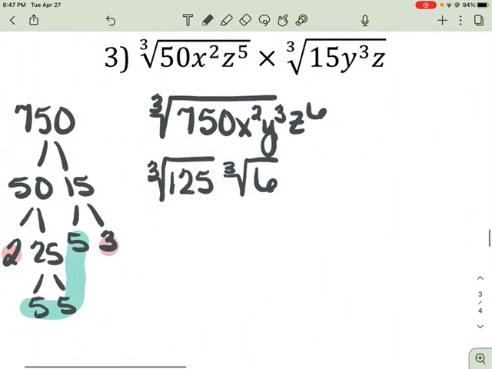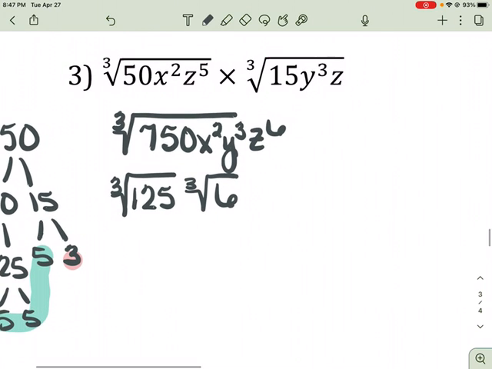Okay, how do I know it's good? Because 6's factors are 2 and 3. Neither one of those are perfect cubes. Okay, so now I'm going to do my exponent thing. 3 does not go into 2. 3 goes into 3 one time. 3 goes into 6 twice.